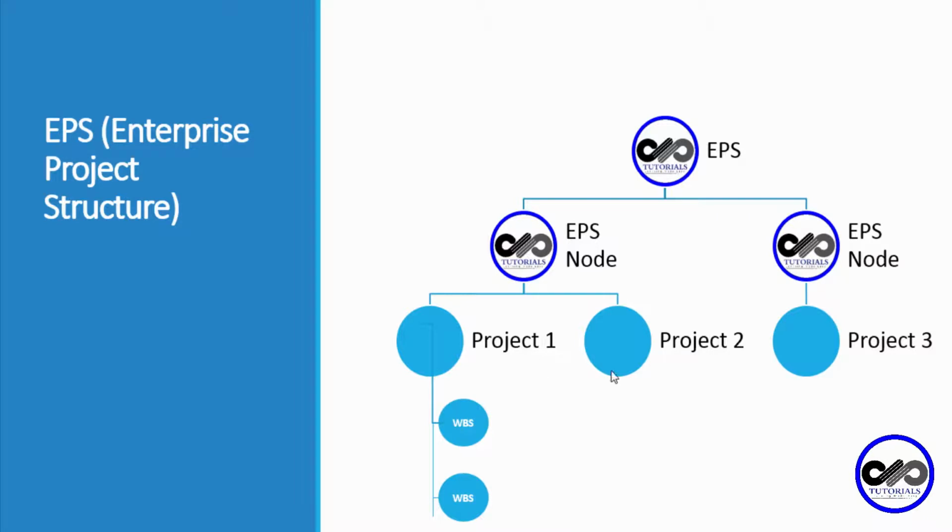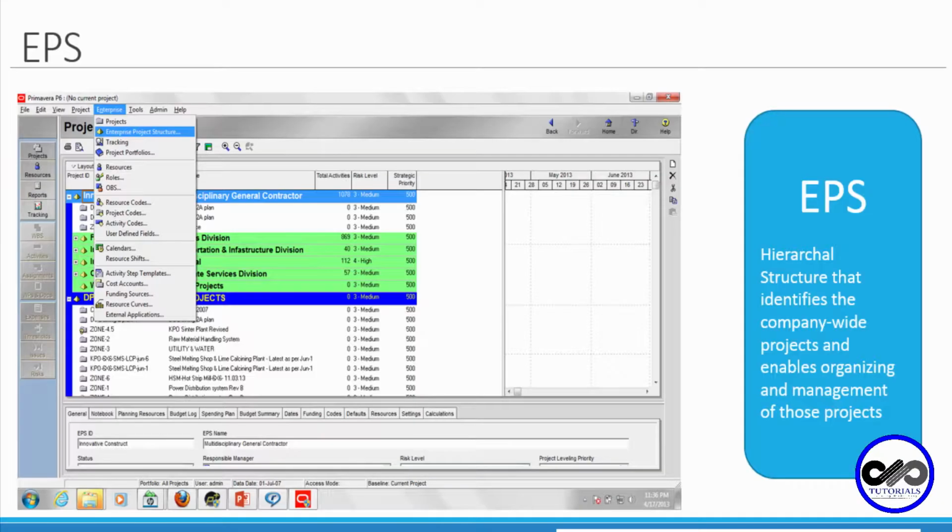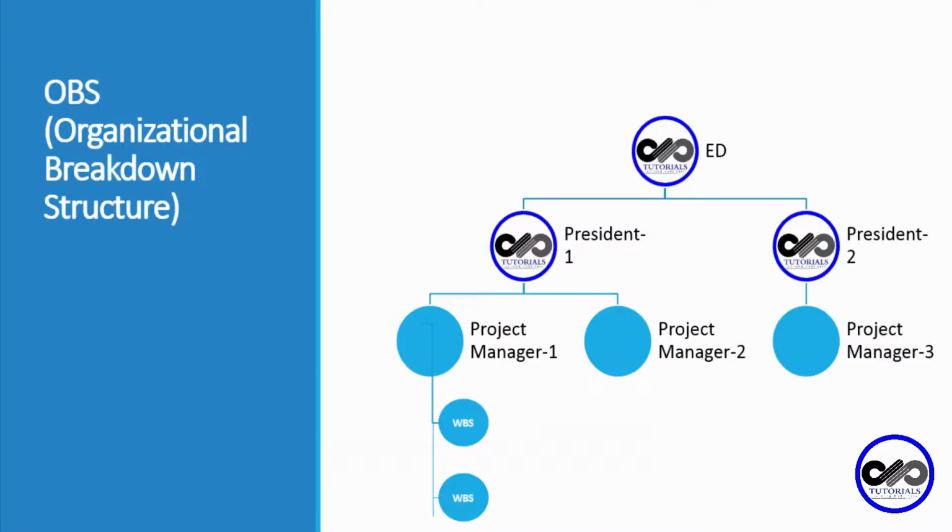EPS is nothing but a hierarchical structure that identifies the company-wide projects and enables organizing and management of those projects. Here, if you could see EPS, suppose my company name is EPS and there are two different EPS nodes, and thereby it is getting divided into different projects, and each project will be divided further into WBS. And let's see what is OBS, Organizational Breakdown Structure.